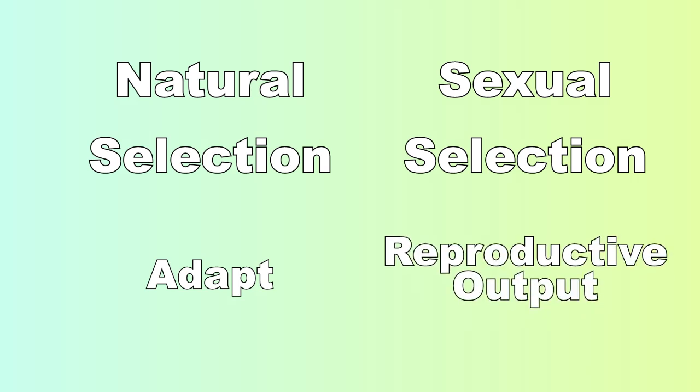In conclusion, natural and sexual selection are 2 big mechanisms of evolution. They help organisms adapt to their environment and remind us that the most important trait determining the evolution of a species is its reproductive output.